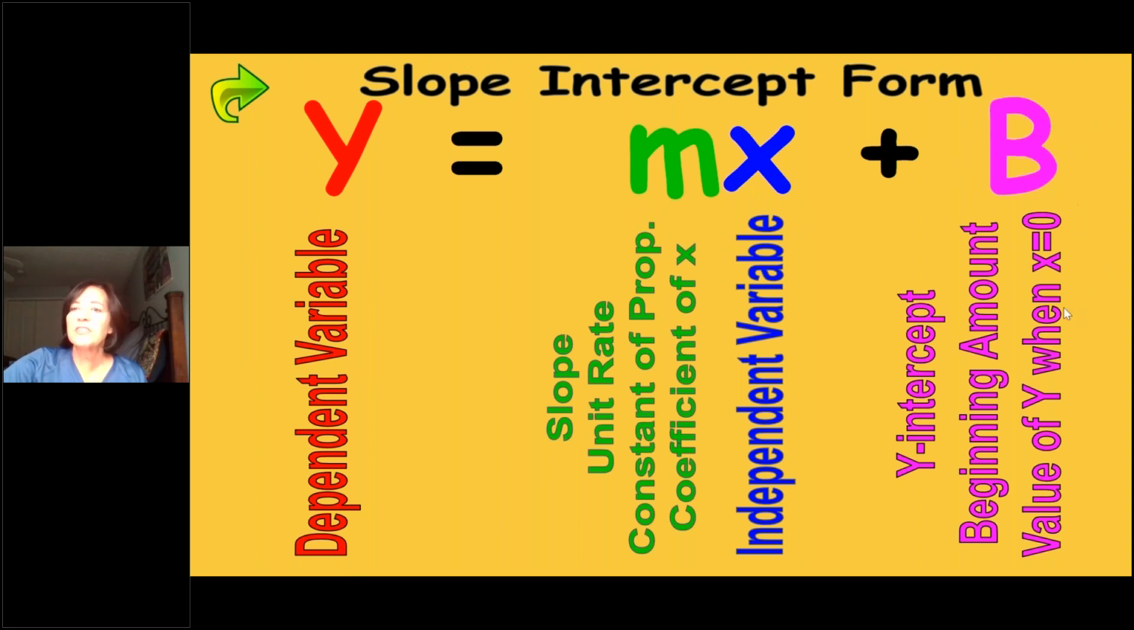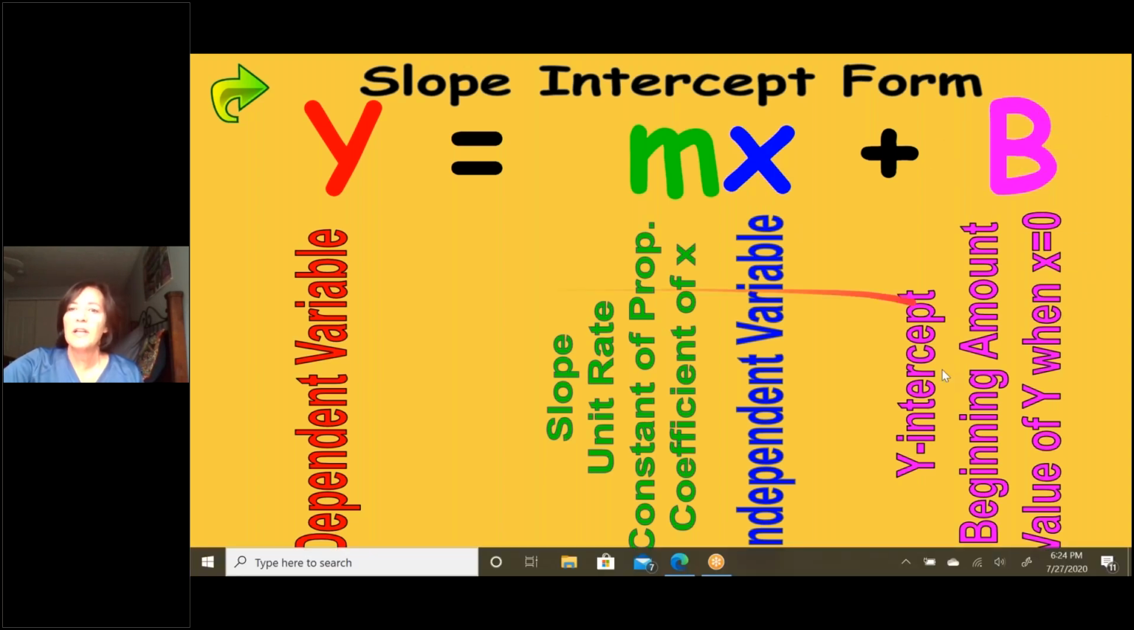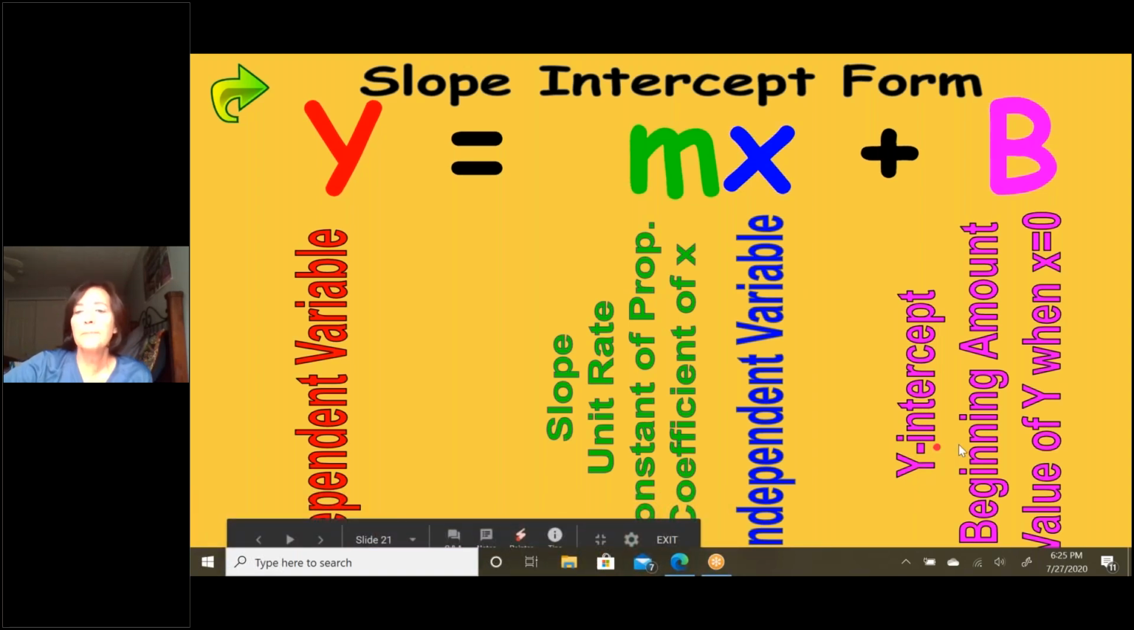B, in this position, we're going to substitute a number, and it's going to be our y-intercept for the problem. If you're working a word problem, you'll be able to figure out the y-intercept because it will be the beginning amount of what you're doing. Sometimes they might call it the starting point. If you're looking at a table, it will be the value of y when x equals 0.